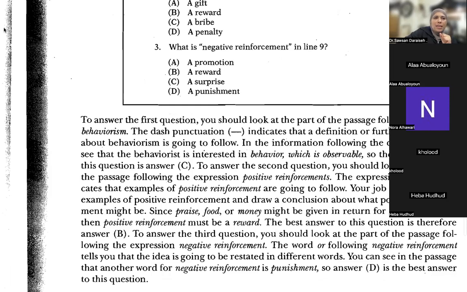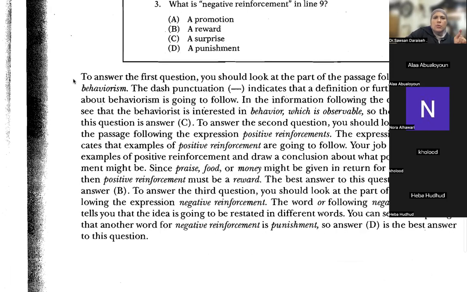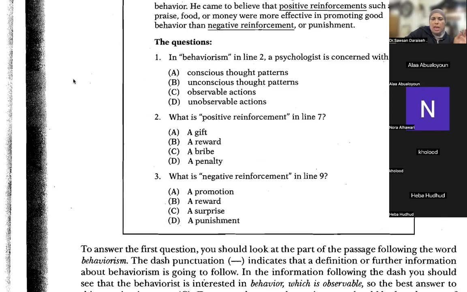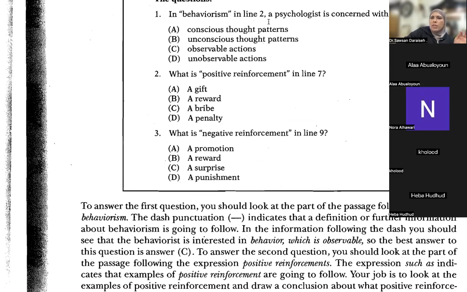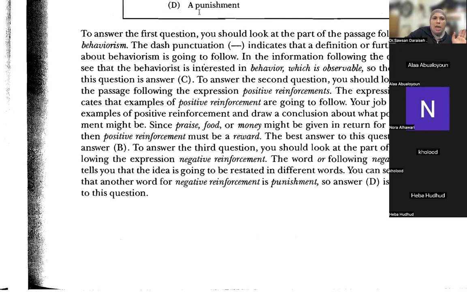So let's take a look at the explanation here, okay? Look what it says here. To answer the first question, what's the first question? In behaviorism in line 2, a psychologist is concerned with what, all right? You should look at the part of the passage following the word behaviorism. So guys, whenever you are asked about the meaning of a word, look after the word. Look what it says here.